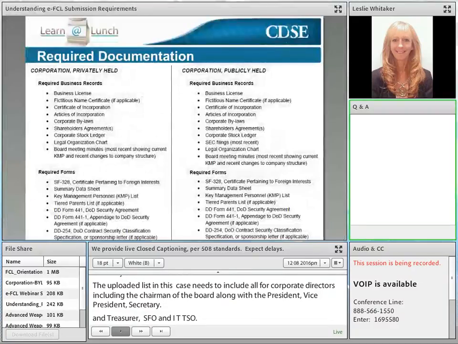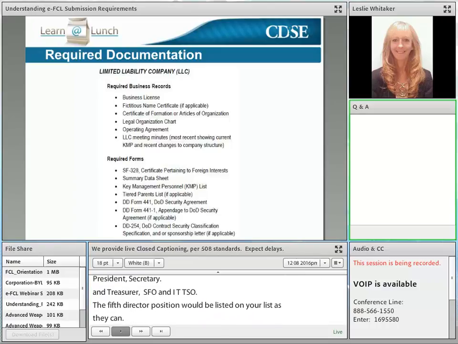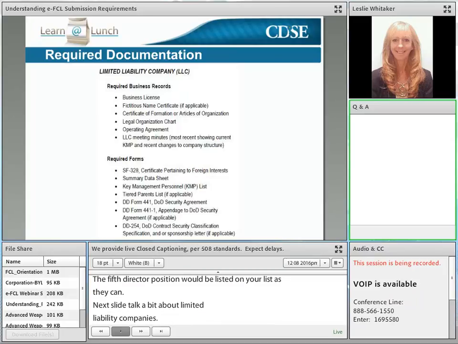Next slide. Let's talk a bit about limited liability companies. LLCs consist of 1 or more members who own membership interests based on their capital contributions. A member-managed LLC operates like a general partnership. A manager-managed LLC operates more like a corporation, where the members actually delegate some decision authority to 1 or more managers.